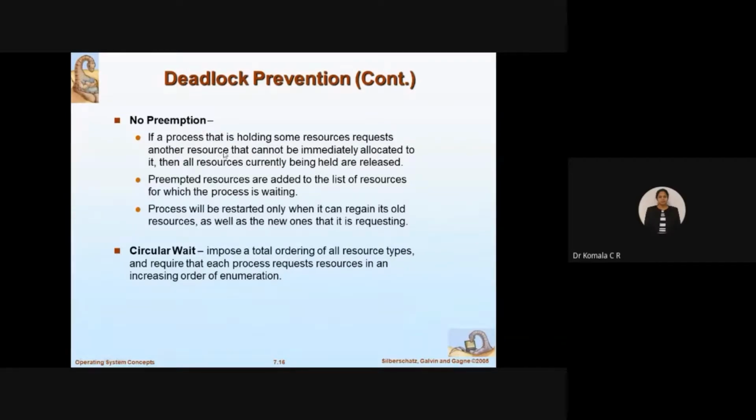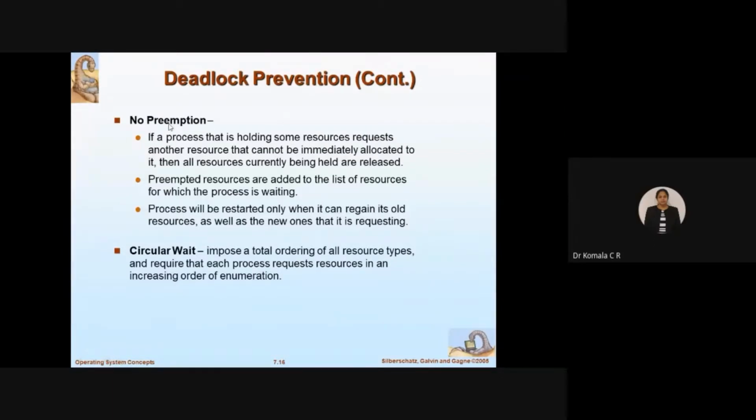So how is that? If a process that is holding some resource requests another resource that cannot be immediately allocated to it, then all resources currently being held are released. For example, P1 is holding R1, but it is requesting R2 or R3. Immediately, how is it possible to allocate? Because at that time maybe R2 is held by some other process. So whatever R1 it has, it has to release. The preempted resources are added to the list of resources for which the process is waiting. So indirectly, the technique is no preemption.